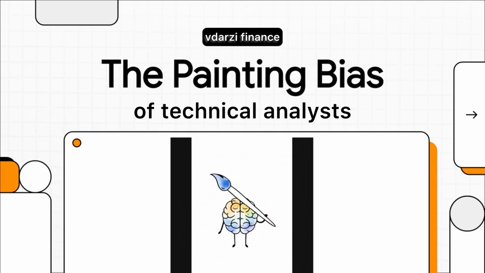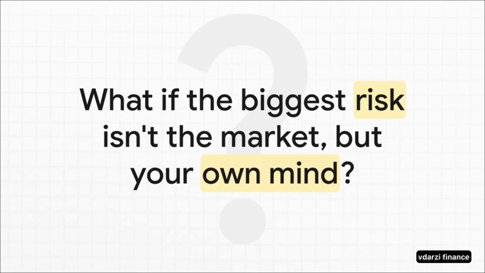When it comes to technical analysis, some of the biggest challenges you'll face have absolutely nothing to do with the market itself. Nope, they happen right inside your own mind. Today, we're going to unpack a very specific cognitive trap that so many analysts fall into, a lot of times without even realizing it's there. Seriously, just think about this for a second.